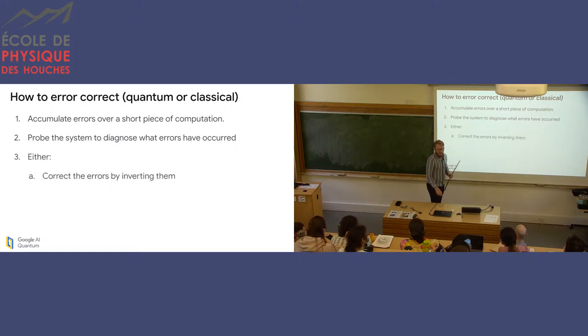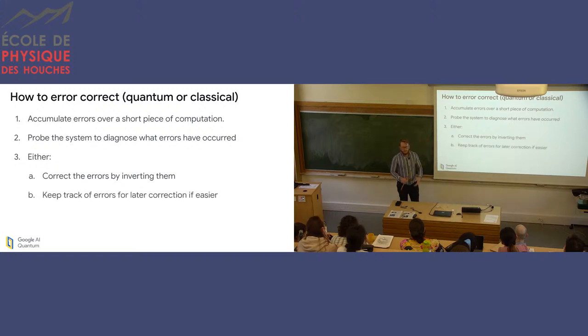You either correct the errors by inverting them, which is typically what you do classically, because it's very easy to do classical operations. Or the other option, and this is what we probably will do for quantum computing, is you keep track of the errors, and then at some point you have to do the correction, because you'll need to be in the correct code space. You do the correction, and then you move on. Okay?